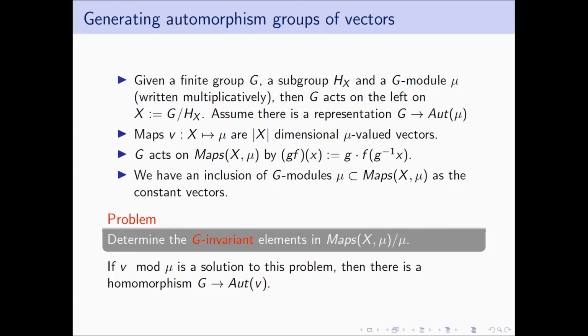This would be the conjugation, or what Asaf calls a twist. And we would like to identify two vectors if they differ by a fixed constant, which comes from multiplication by scalars. And the question is, given this setup, if you can find such a solution, then G would embed into the automorphism group of V.